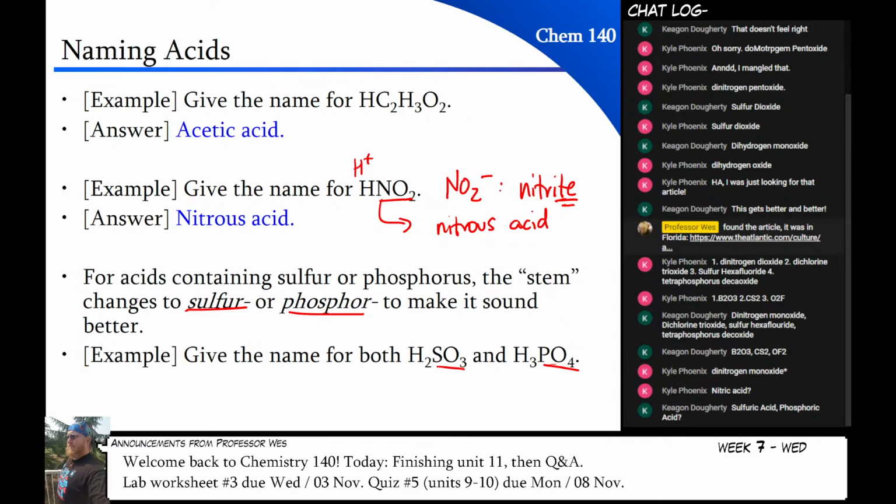All right, let's go over the answer. So if we split this into its pieces, there's my H pluses. SO3 must be 2 minus to balance that out. And this is sulfite. So it ends in "ite", so we would end it in "ous". So this would be sulfurous acid.